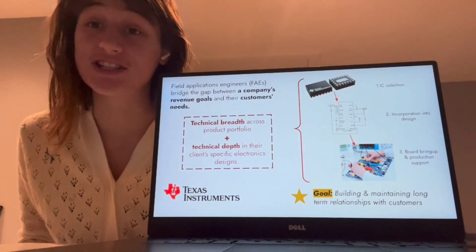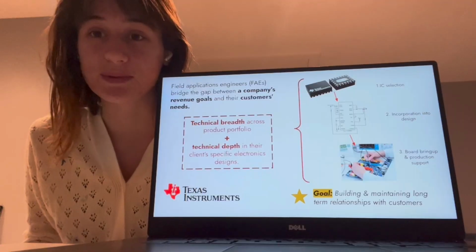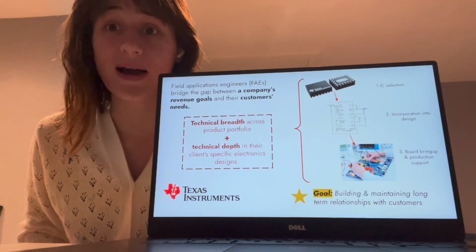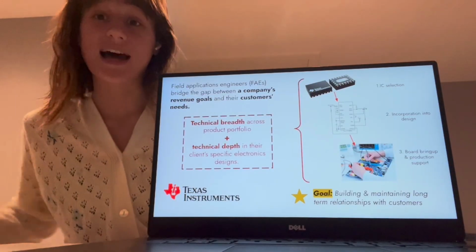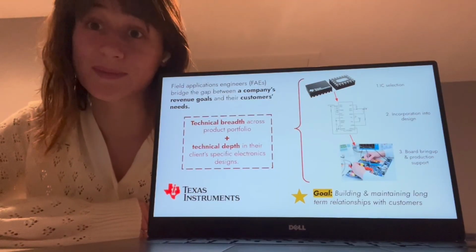A single field applications engineer at TI may influence up to $20 million to $50 million in design decisions every year. That's often just by recommending one op amp or one buck converter. You may be asking yourself, what is a field applications engineer? That's what I was asking myself a year ago.